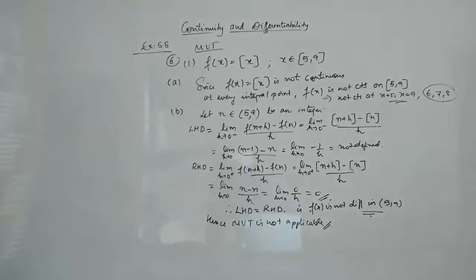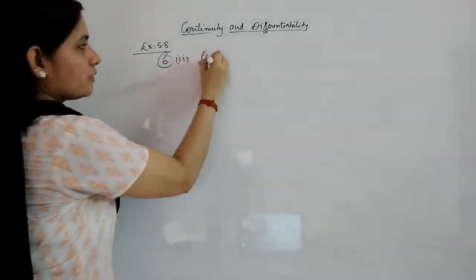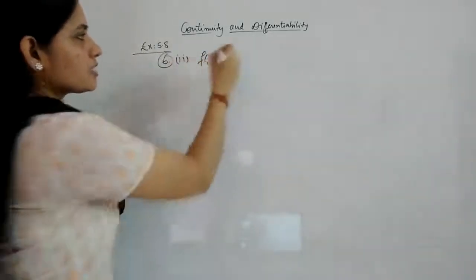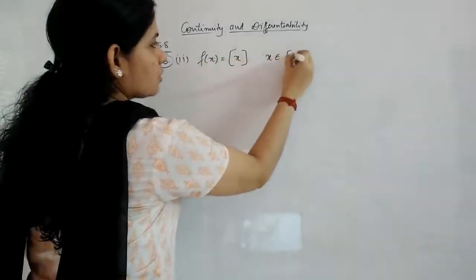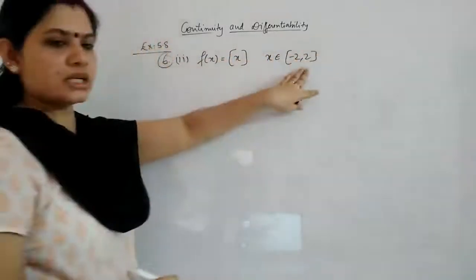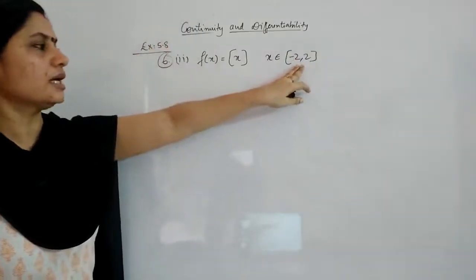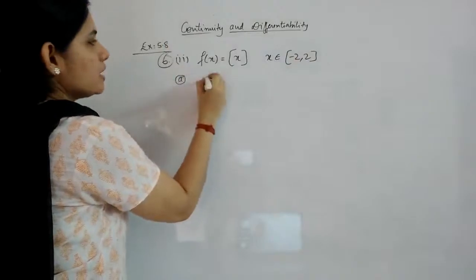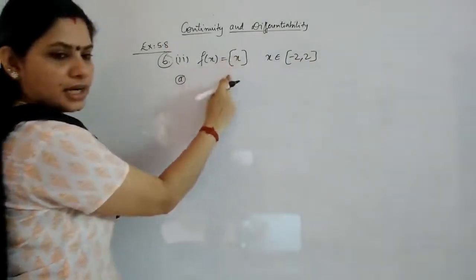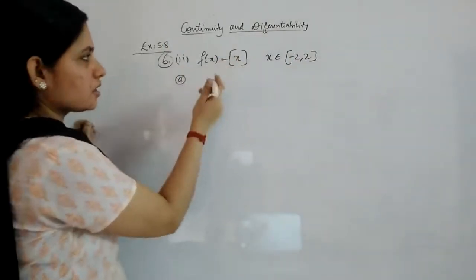Okay. For the second one also you have the question as f of x is equal to greatest integer of x, where x belongs to the closed interval minus 2 to 2. The only variation is in the interval given. So what you have to do, first point is you have to check whether it is continuous or not.